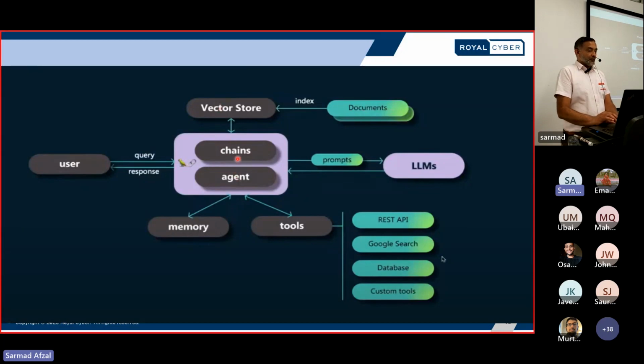And after that chain, we can also use agents. We said that besides getting the data from the vector store, we can also use the agent to call an API, or do a Google search, or get the data from a database, or other custom tools. And besides that, we also have memory. Okay, so it gives you the complete platform to create an LLM application.